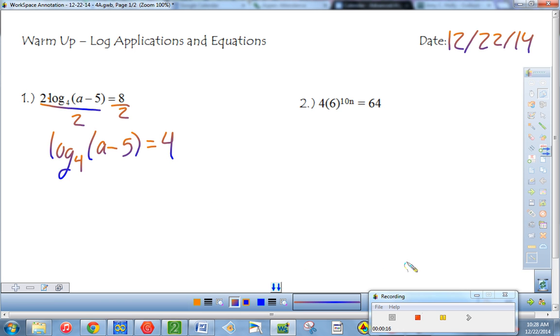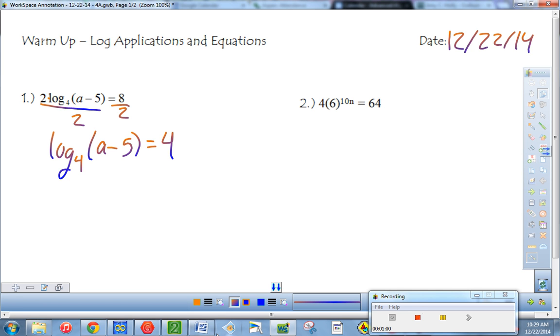Okay. We've got to get to our variable, right? Yeah. But it's trapped inside the logarithm. Right. So how can we get it out of the logarithm? Good question. You're going to have to divide that 4. So this is log base 4 of a minus 5 equals 4.